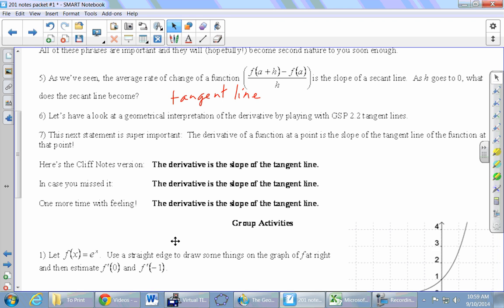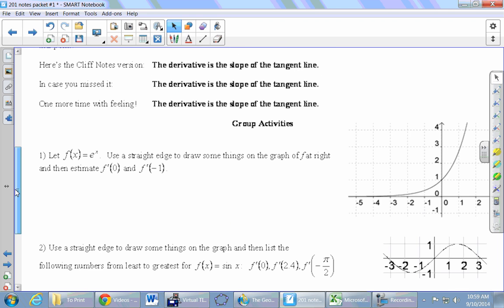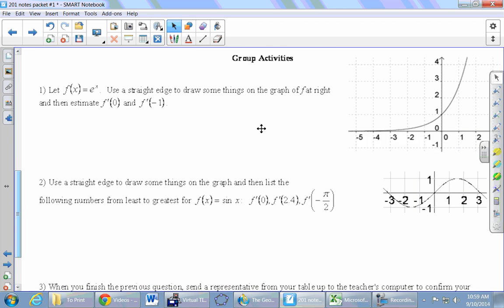The derivative is the slope of the tangent line. The derivative is the slope of the tangent line. Fantastic. All right, group activities start right there. I will help if I can.